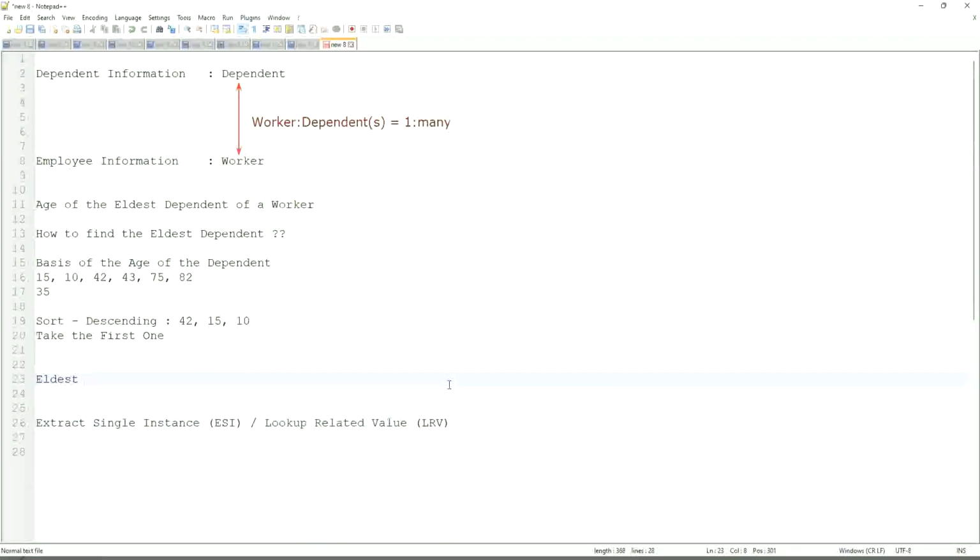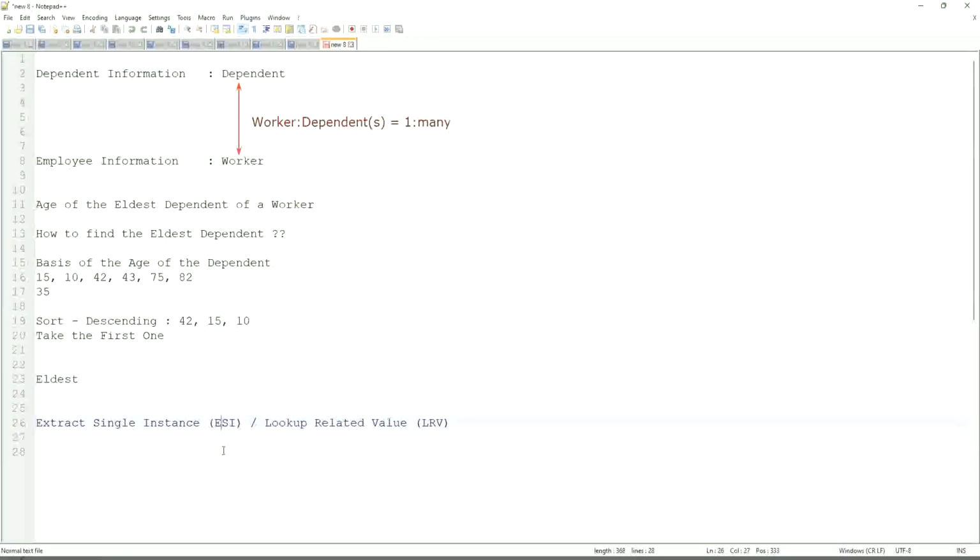They work in combination. We do not only leave with ESI. Once we extract the ESI, we use it to get some value. That's the LRV. Like here, we are going to get the age of the eldest dependent. Eldest dependent will be returned by the ESI. Right, and the age of that eldest dependent will be an LRV. This will be a very, very common question.